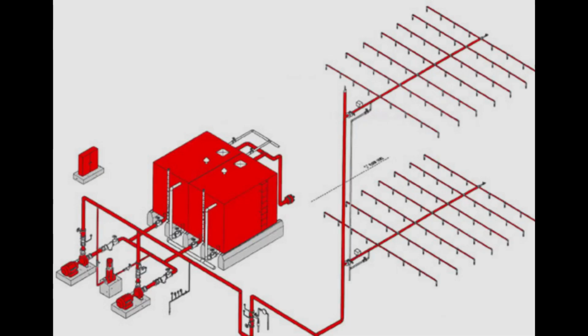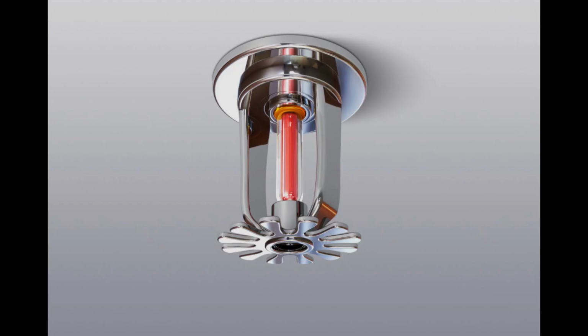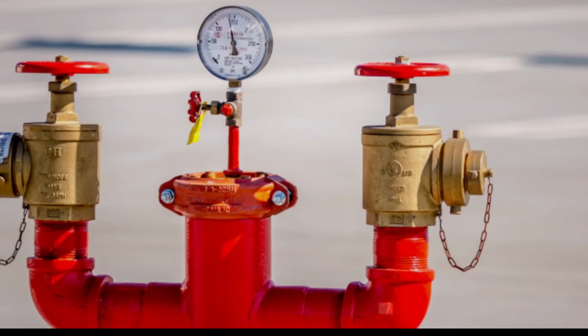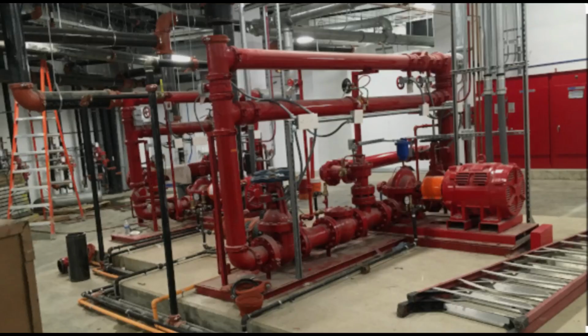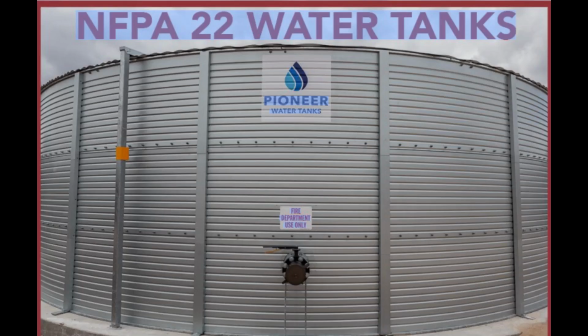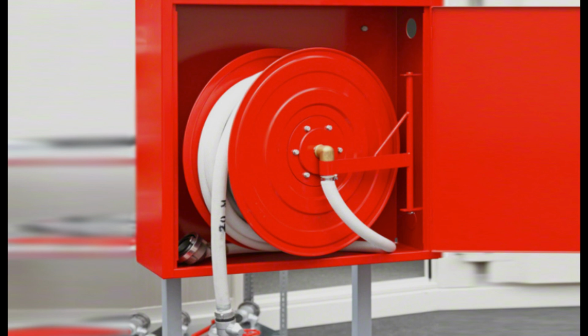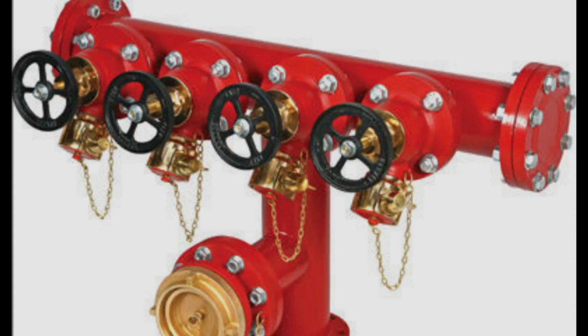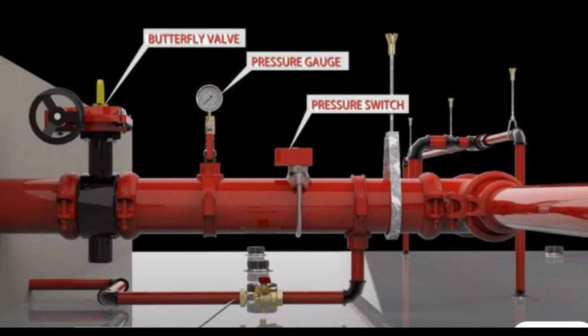1. Automatic sprinkler system. 2. Hydrant and standpipe system. 3. Fire pump set. 4. Fire water storage tank. 5. Fire hose reel system. 6. Fire brigade inlet. 7. Control valves, flow switches, and alarm components. All these systems work together to control or extinguish a fire at its earliest stage.